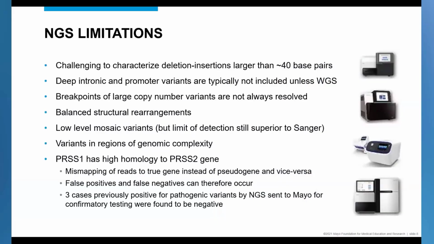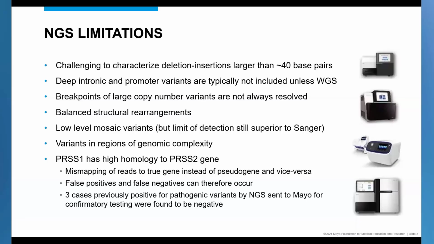There are limitations, of course, to NGS itself, which is what we're using for those multi-gene panels, as well as whole exome or whole genome. There are certain variants, for instance, that can be very tricky to detect as well as characterize. So things that are deletions or insertions of larger than 40 base pairs, variants that are in regions of the genome that aren't typically interrogated by a multi-gene panel. So introns, the promoter regions of genes, those often are not covered.